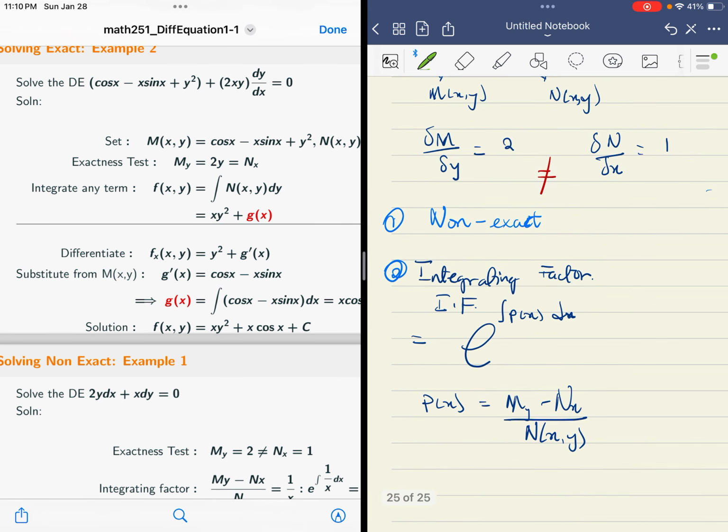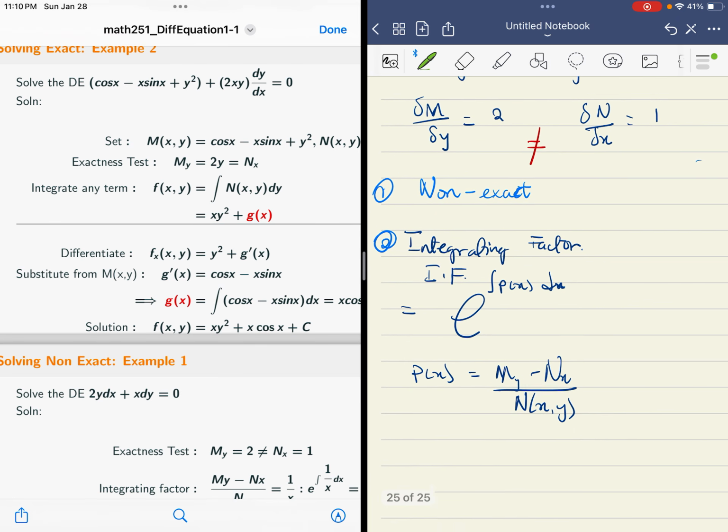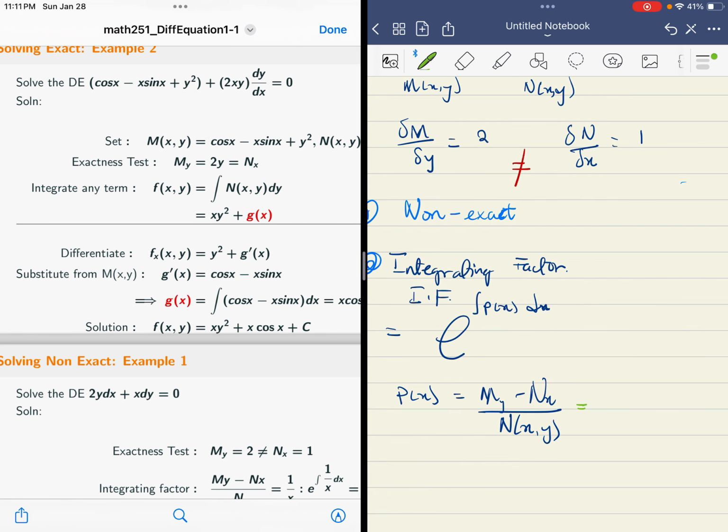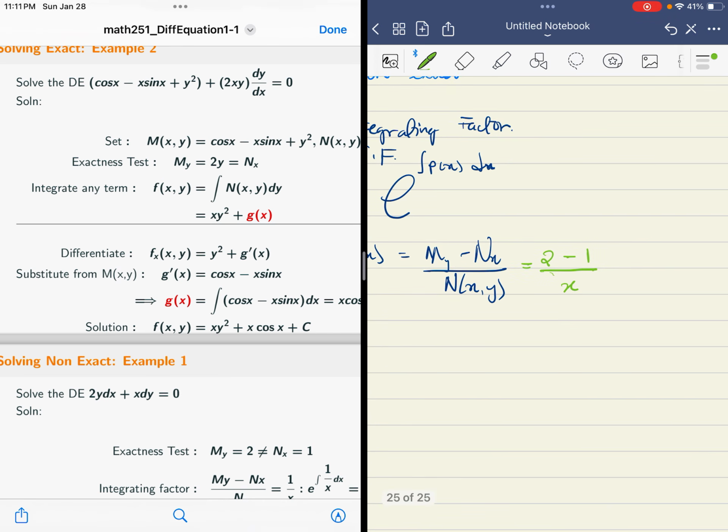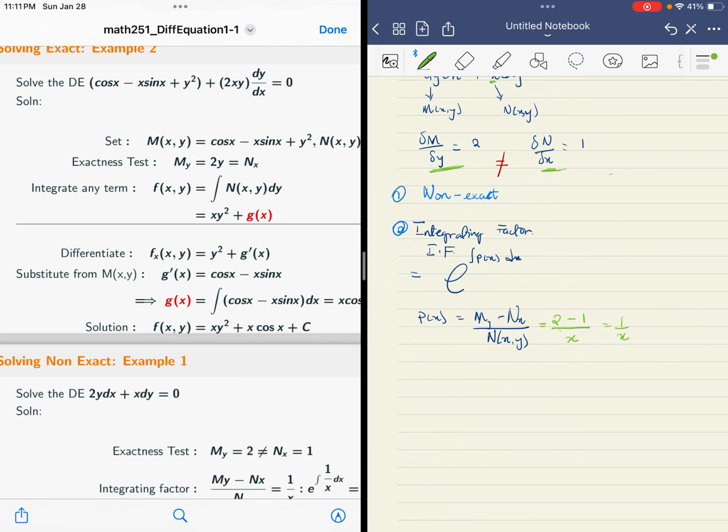This integrating factor, for our question, says that we are going to have to do some subtractions of the My, which happens to be 2 over here, and our Nx, which is this, because the n del x is the same as Nx. So 2 minus 1 dividing n of xy, and this is your n of xy, which is x. And this is what we have, 2 minus 1, 1 on x. So our p of x is actually 1 dividing x.